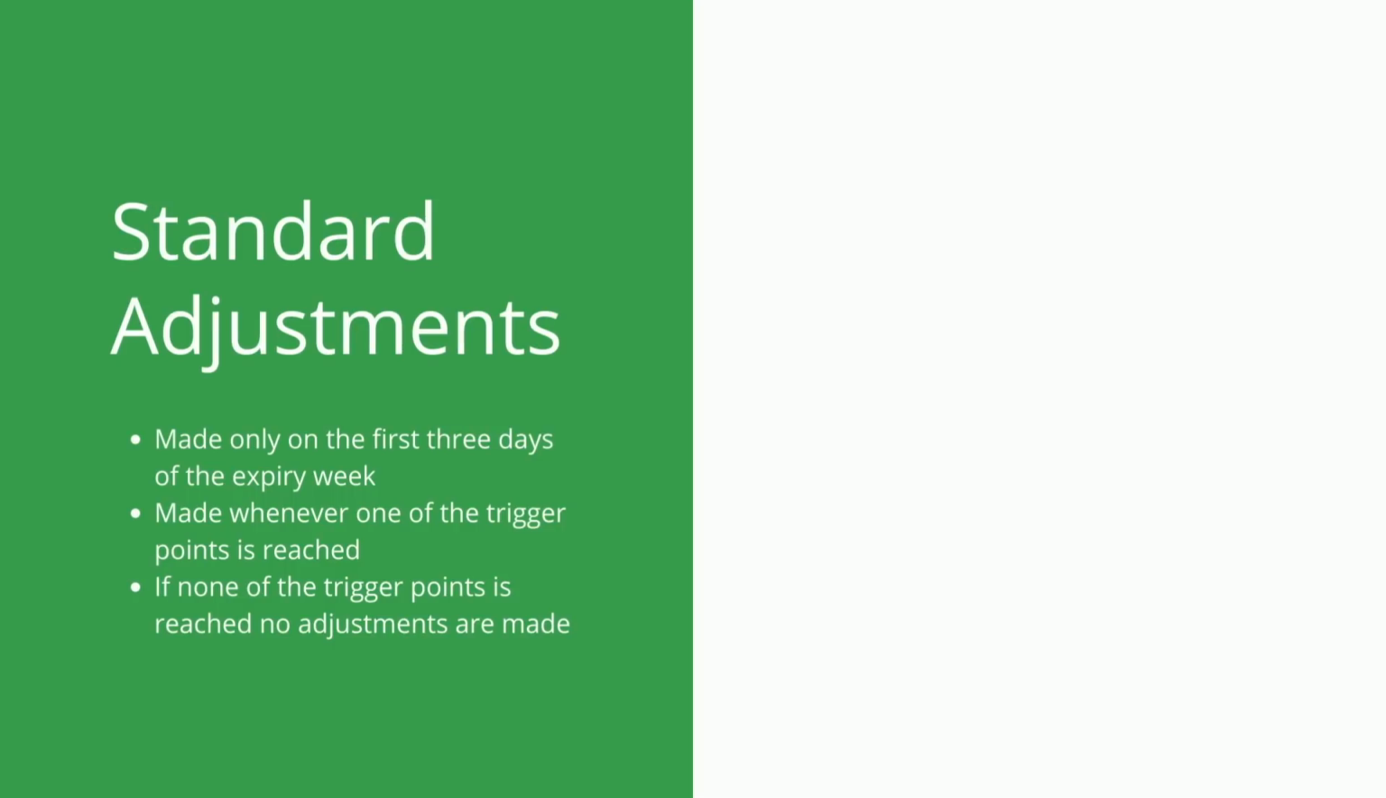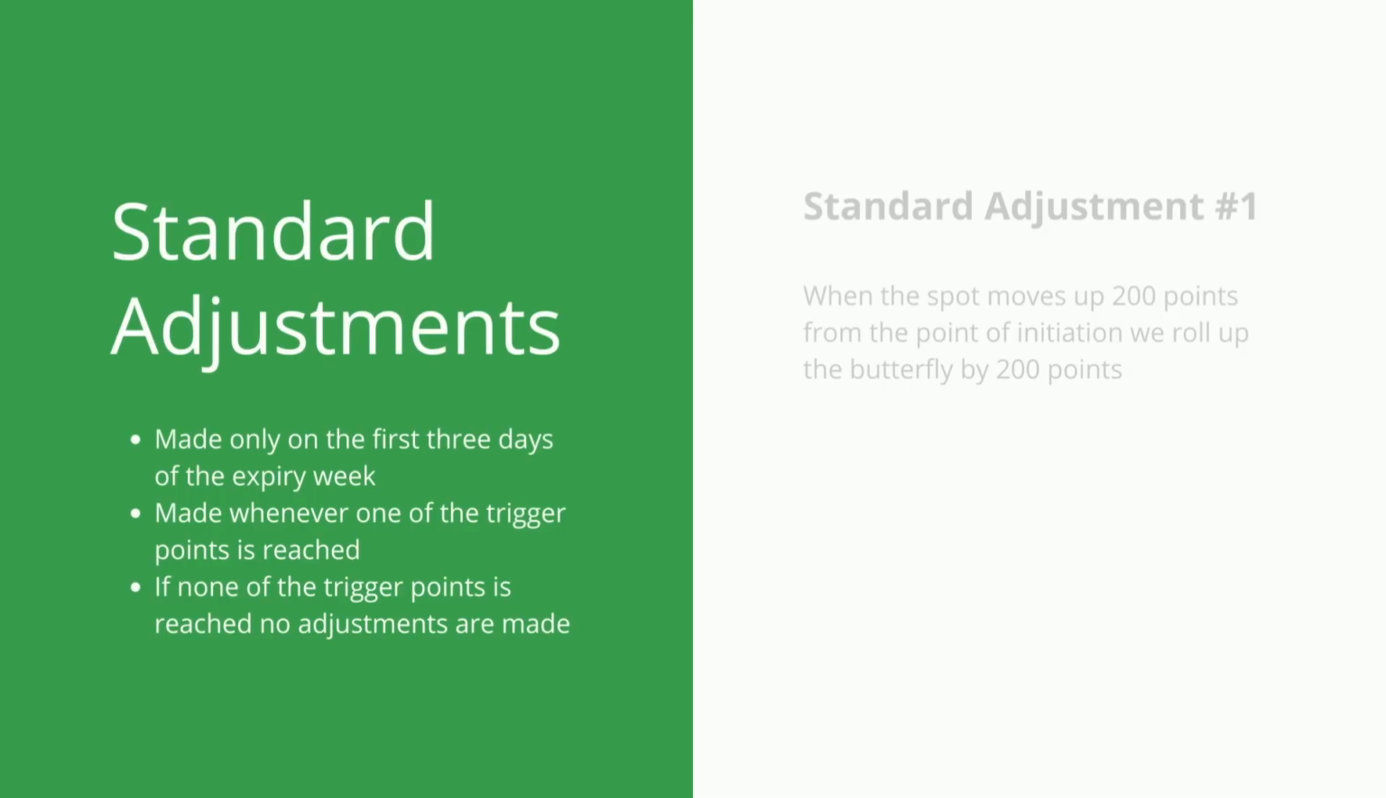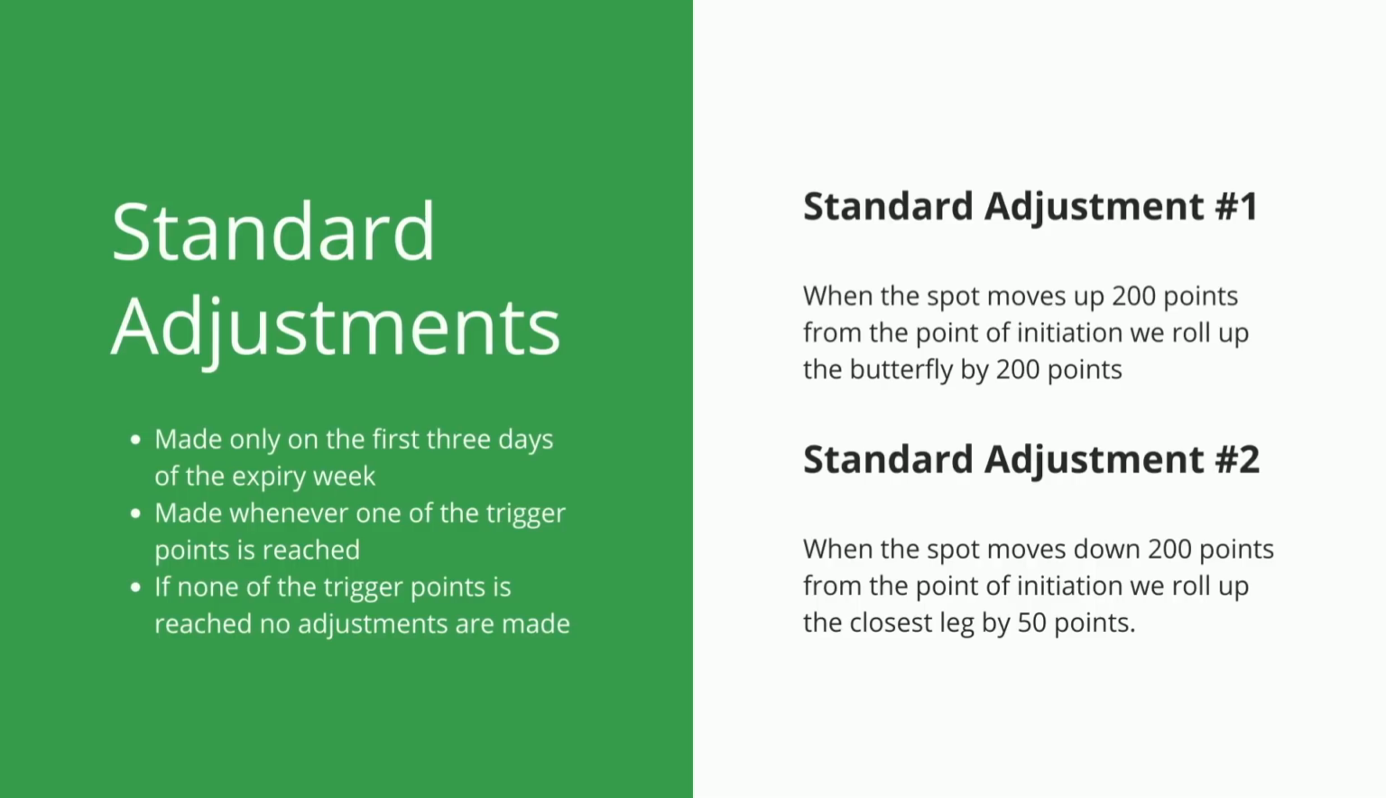If none of the trigger points is reached, then only advanced adjustments are made in that particular week. But this happens very rarely. Standard adjustment 1. When the spot moves up 200 points from the point of initiation, we roll up the butterfly by 200 points. That is, if the initial trade is a 18200, 300, 400 butterfly, roll up the butterfly to 18400, 500, 600 strikes.